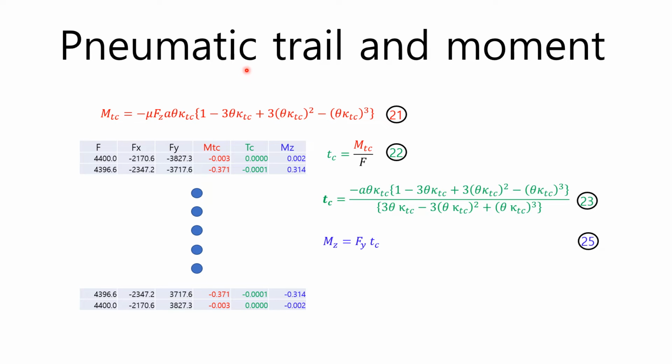Now let's calculate the pneumatic trail and the self-aligning moment. We are standing at the final step of the calculation. We can calculate the pneumatic trail Tc from the combined slip moment Mtc of equation 21 and the previously obtained resultant force F by equation 22, which is the same as the equation 23 derived in the last video, E55. Multiplying the previously calculated lateral force Fy by the pneumatic trail Tc, the self-aligning moment Mz can be calculated as in the equation 25.